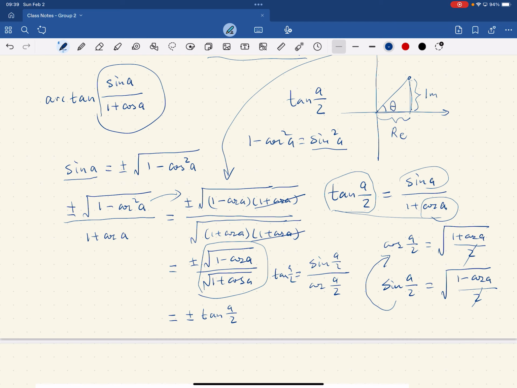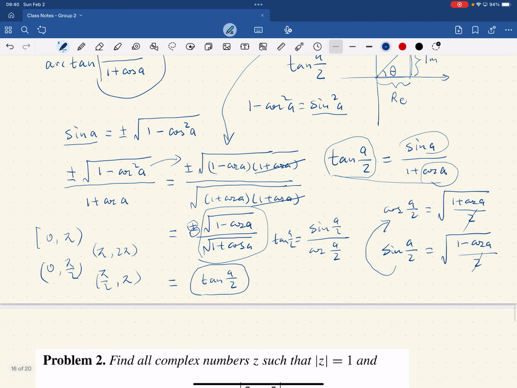And as a matter of fact, we don't need the plus minus sign, because when a is from 0 to pi, a over 2 is just 0 to pi over 2, which is positive. Okay, it's that positive sign. And when a is from pi to 2 pi, then a over 2 is pi over 2 to pi. In this case, it's the negative one. So it's just straight tan a over 2. Okay?